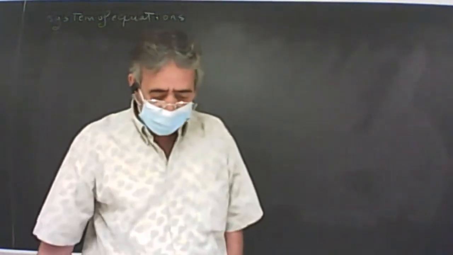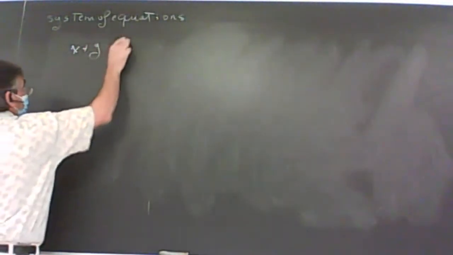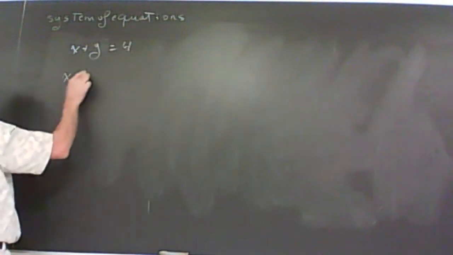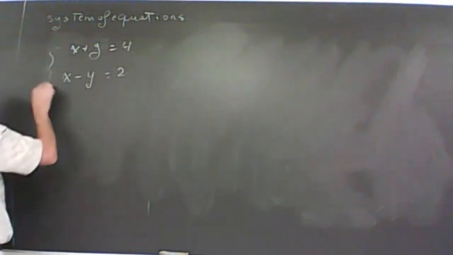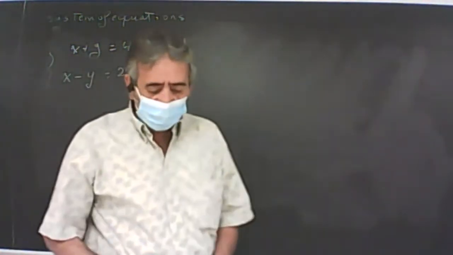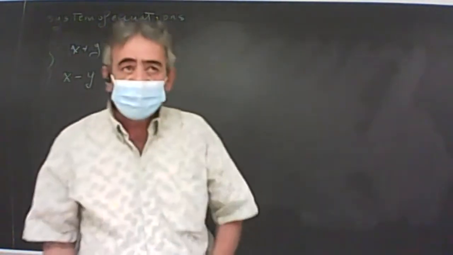Solve the system x plus y equals 4, x minus y equals 2. And this is the system of equations. Again, we're going to use substitution to solve the system of equations.